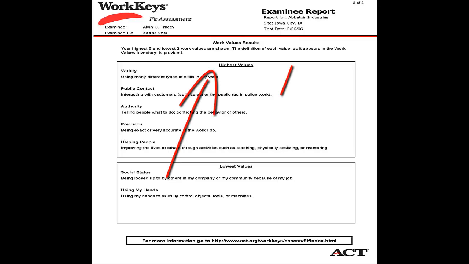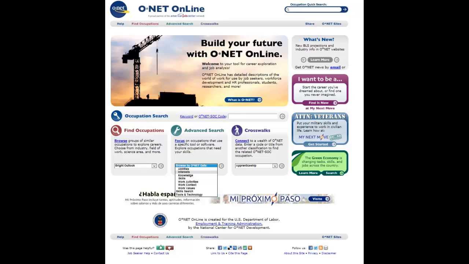Your top ranked and lowest ranked values are shown on page 3. These are different than your interests. Examples of these values are social status, public contact, authority, and variety. For more information on these values, go to www.act.org/workkeys/assess/fit/index.html.